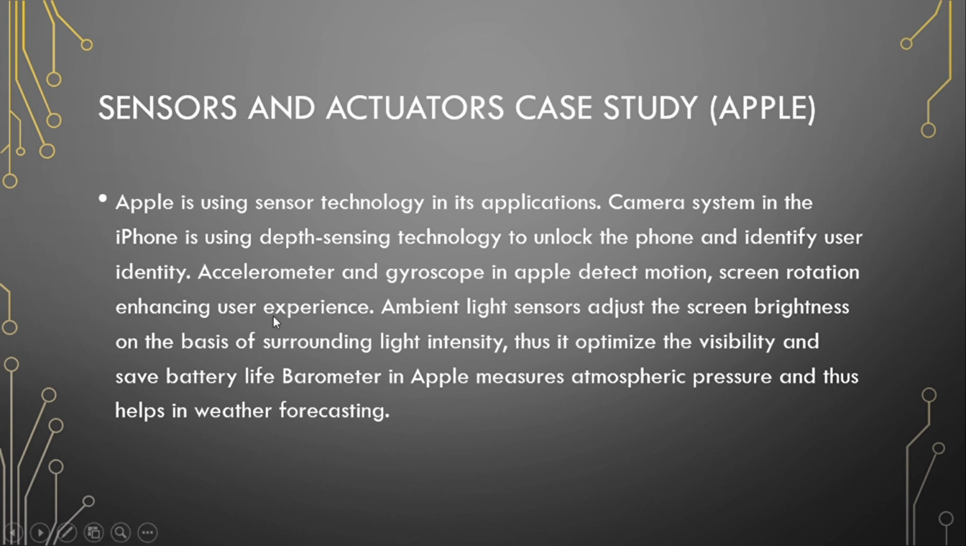On the other hand, there is an option of auto brightness as well. The brightness of the screen is adjusted according to the brightness of the surroundings. Apple has ambient light sensors that adjust the screen brightness automatically on the basis of surrounding light intensity. Thus it optimizes visibility and saves battery life. There is a proper procedure behind this sensor: in daytime, the auto brightness option gives a brighter screen on your mobile phone, but at night or in the dark, it will dull the screen of your phone.